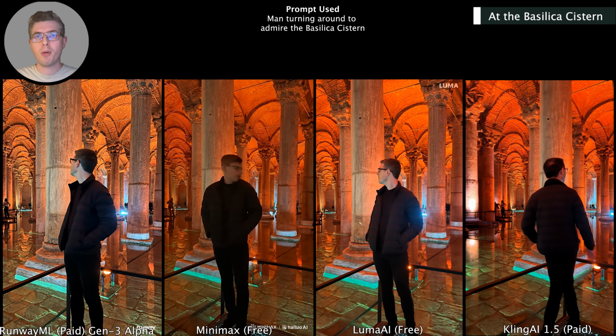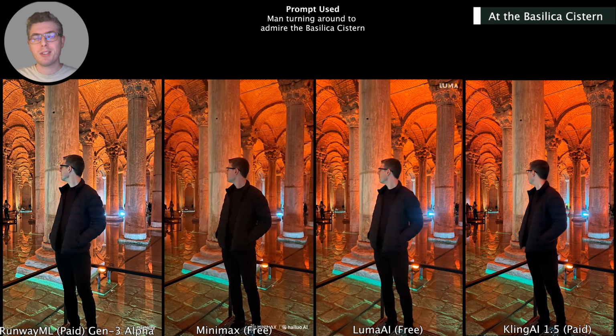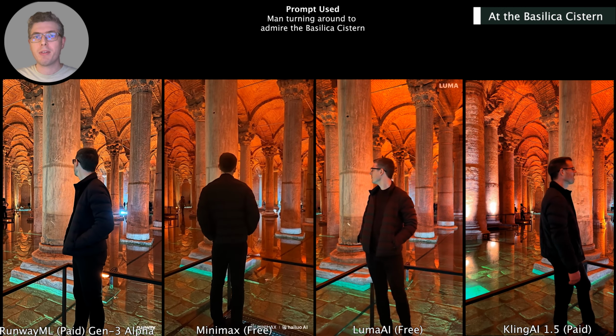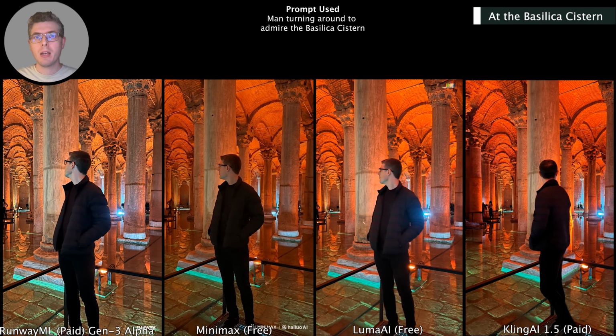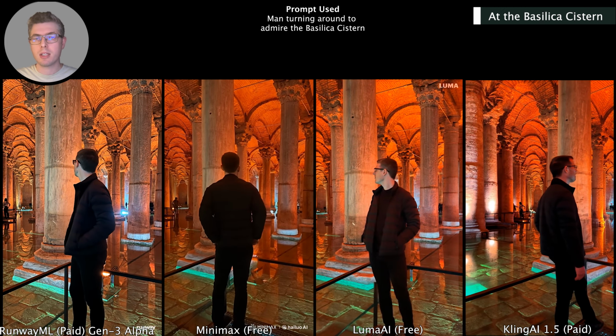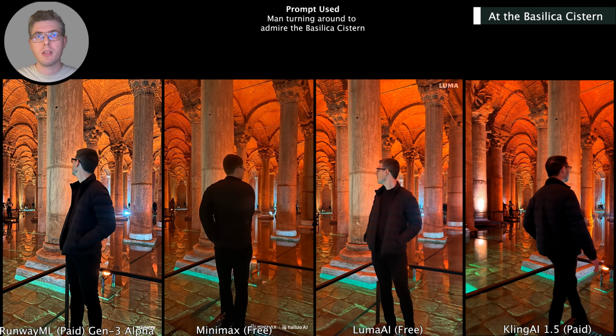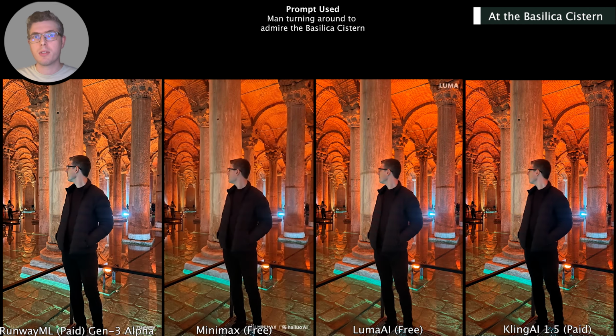This is a different type of image. As you can see, it's a side profile of myself in Turkey a couple of years ago, and I thought it would be a good challenge. I gave a simple prompt of me turning around. I think Minimax and Kling AI really stuck to that, and their models really actually take the prompt into consideration, even if the output suffers as a consequence.